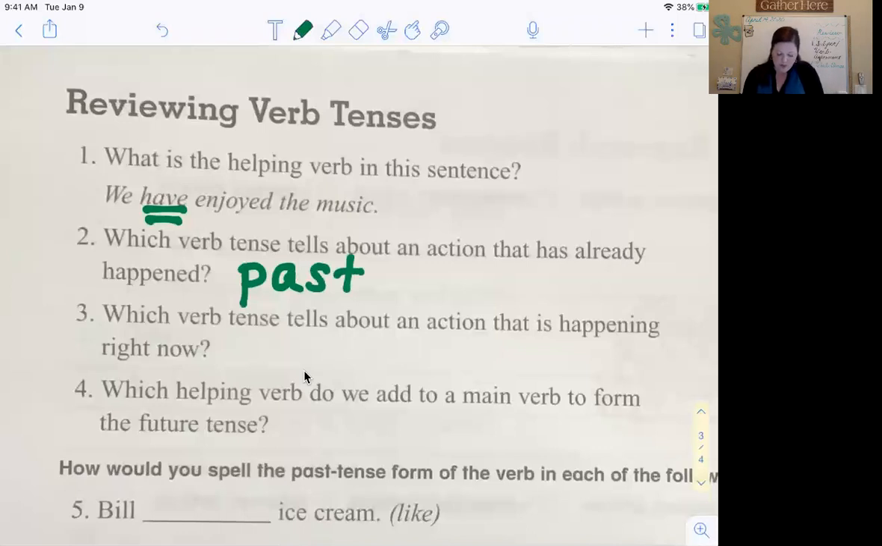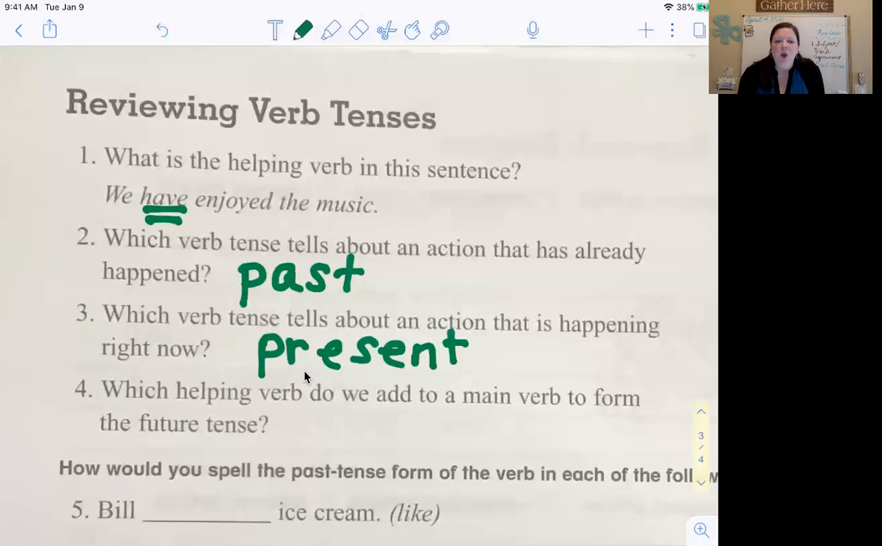Number 3, which verb tense tells about an action that is happening right now? Oh goodness, I hate it when I give answers away, but that's okay. Number 3, is happening right now, present. P-R-E-S-E-N-T. Right now is a gift. That's why they call it the present.